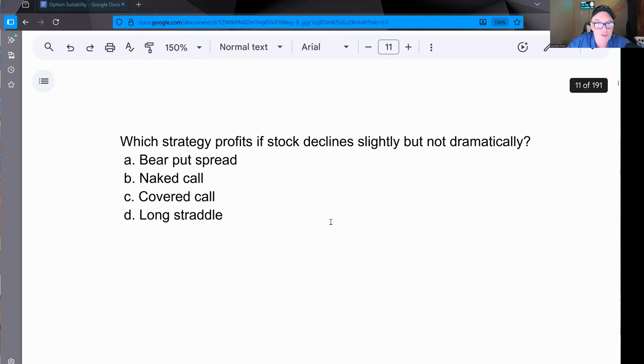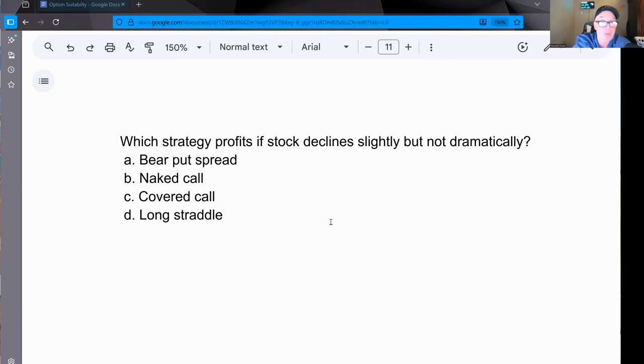Which strategy profits if stock declines slightly but not dramatically? Okay. So that would be a bear put spread would work. B, naked call, fair. C, covered call. Ooh, that could be it. D, a long straddle. So let's say it's not D, it could be B. Let's see. So it could be A, B, or C. But let's throw out the covered call because that's more bullish. We're throwing out C and D. This is it. So which profits if it declines just slightly but not dramatically?